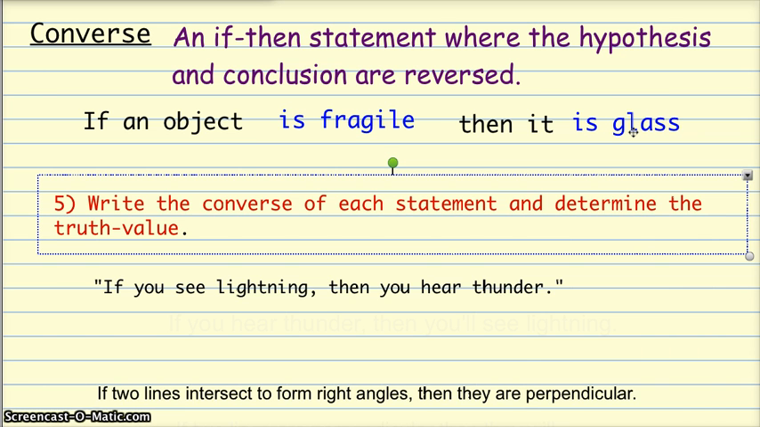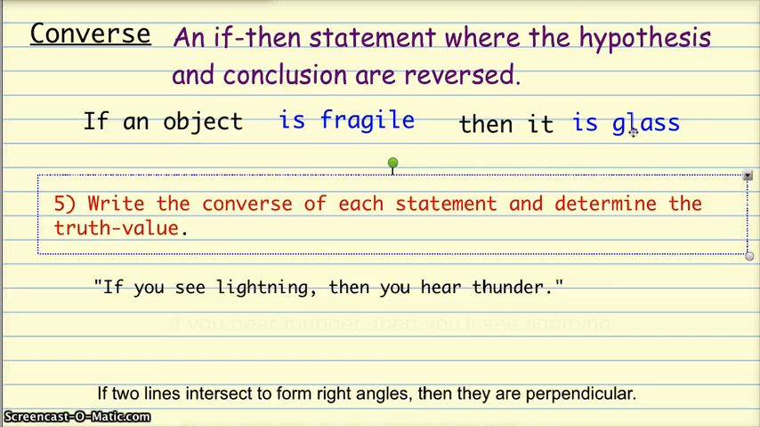Not necessarily. An object that could be fragile would be a plate or something, a piece of pottery made out of porcelain, not necessarily made out of glass. If an object is fragile, my grandmother's fragile. If she falls down, she's going to break something, but she's not made out of glass.